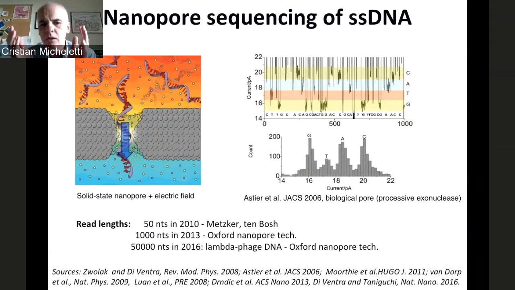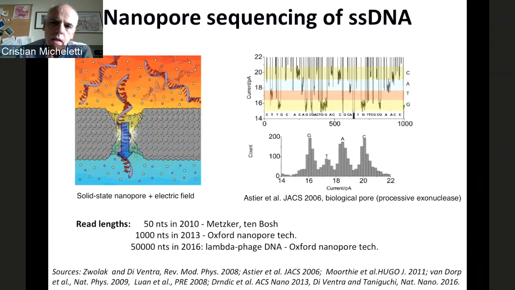And the idea, which goes back to something that Deamer proposed at the end of the 80s, is that you can use an electric field to drive these single-stranded molecules that float in solution. Because they are charged, you can drive them through a narrow pore, and if the pore is narrow enough, you can measure some physical-chemical properties that will be sensitive to the specific chemical identity of the nucleotides that are going through: A, T, G, C.